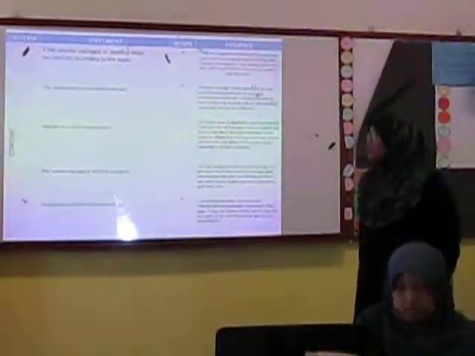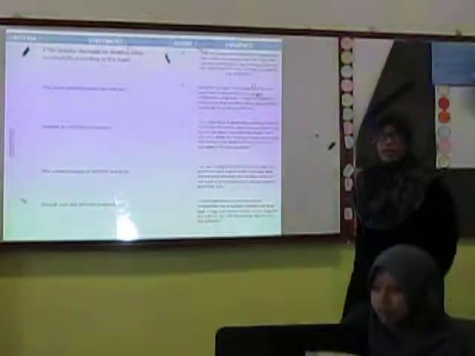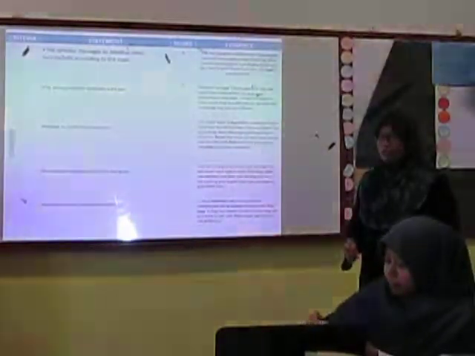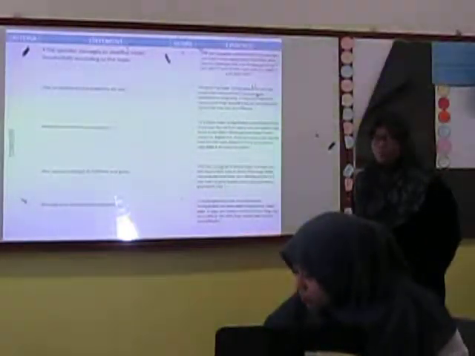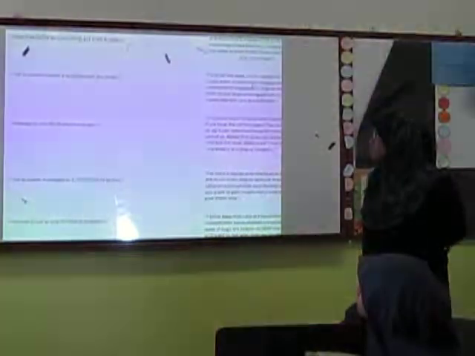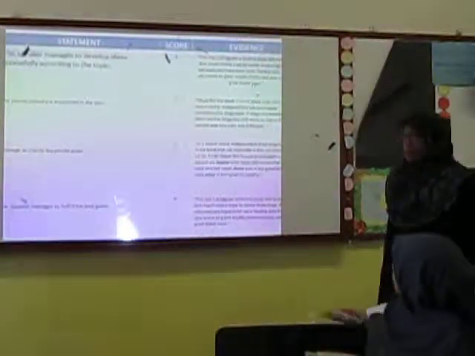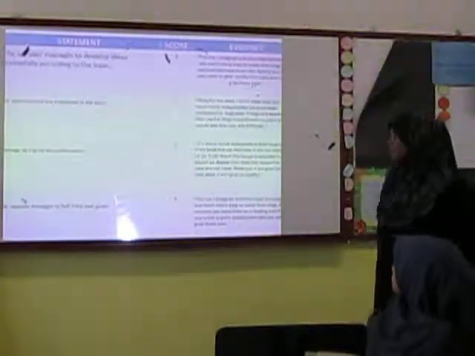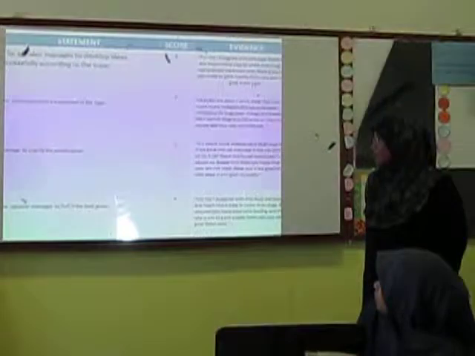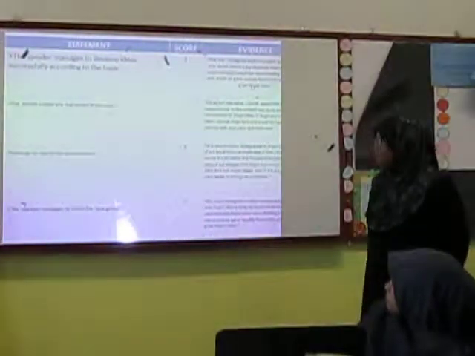The second one is the points stated are explained in the task. The score is 3. Okay, he managed to explain the points that he has given. The third one is managed to clarify the points given. Score is 3. He clarifies the points clearly and easy to understand.